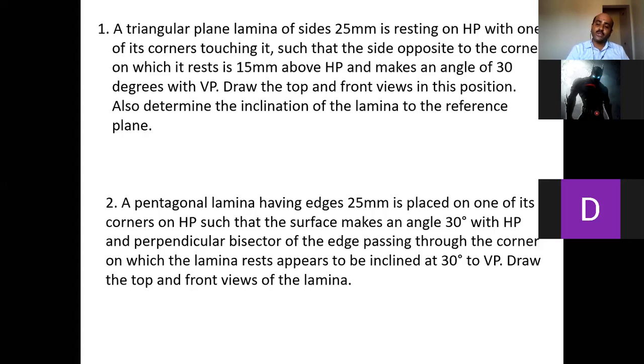Once you incline or tilt the lamina in such a way that the side opposite to the corner on which it rests is 15 millimeters above HP, then it makes an angle with respect to HP, which they used to give in the previous problems. Now we need to determine what is that angle of inclination with respect to HP. So this is the problem statement, a very important problem. Similar types of problems will be there on pentagon also. You can solve those problems later.